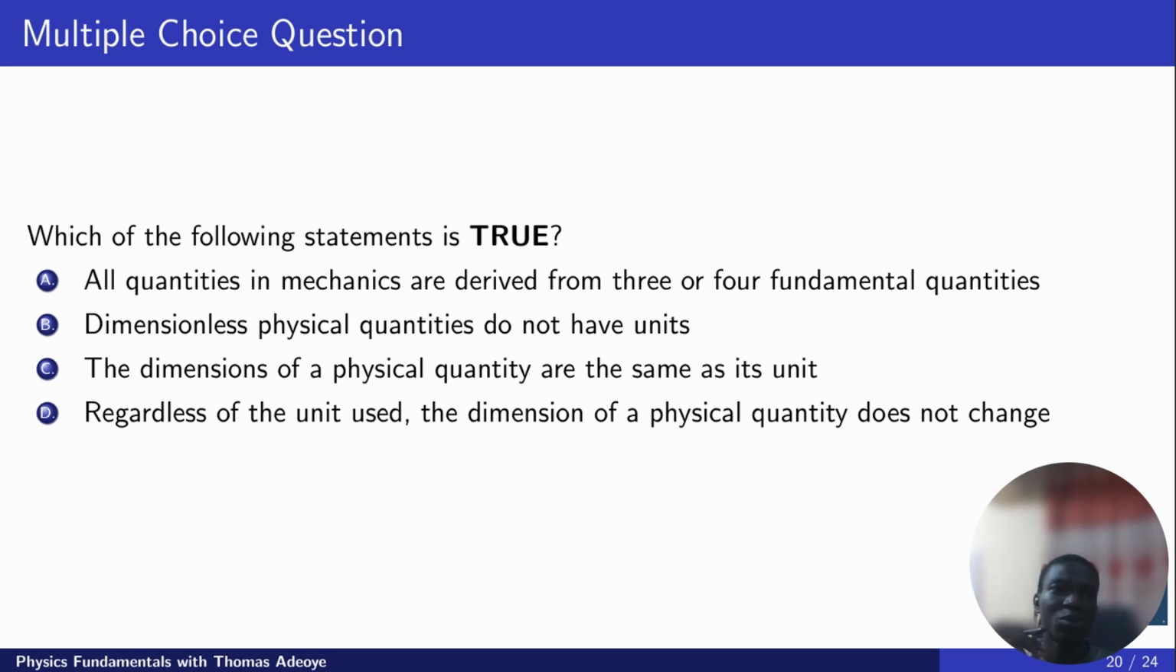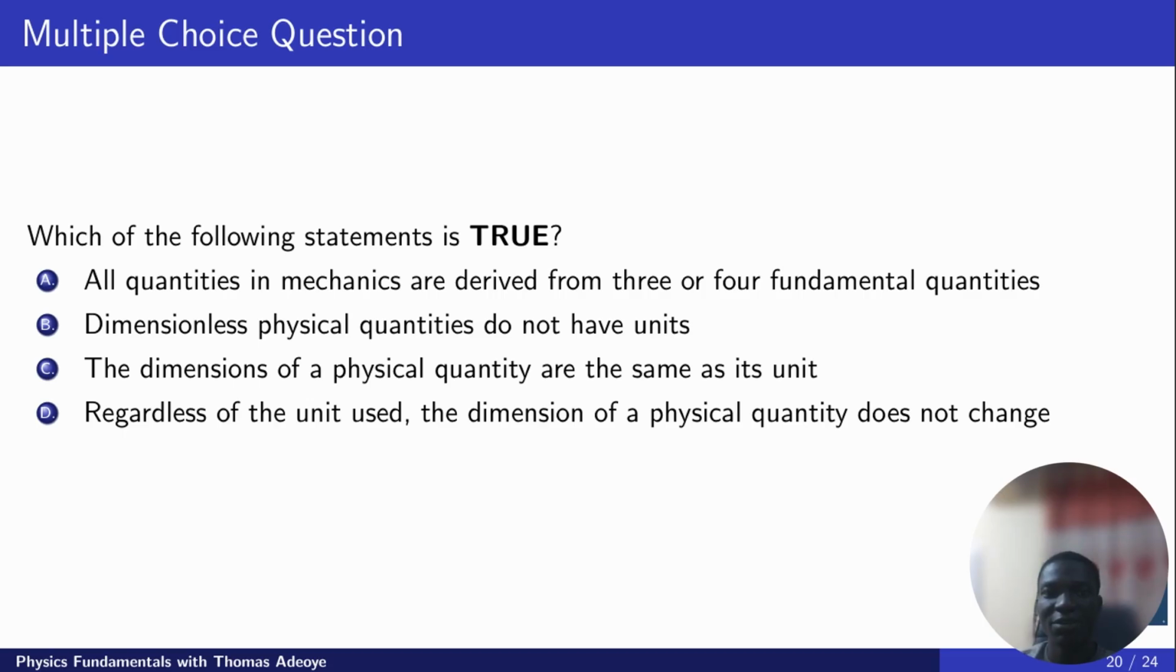So this is a multiple choice question, and you may want to pause the video and try to solve this on your own, then you come back. Which of the following statements is true? The first statement: all quantities in mechanics are derived from 3 or 4 fundamental quantities. Yes, this is not true. It's not true because all quantities in mechanics are derived from just 3 fundamental quantities.